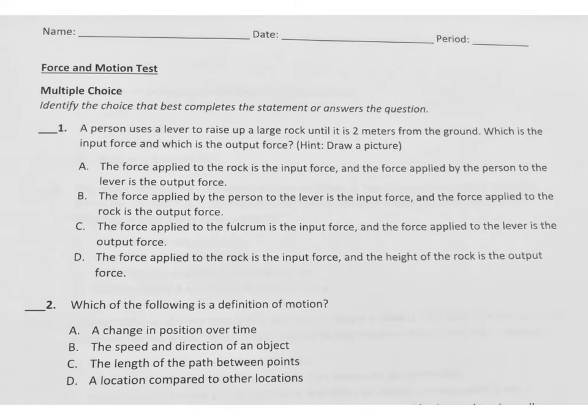Number 2, which of the following is a definition of motion? A, a change in position over time. B, the speed and direction of an object. C, the length of the path between points. D, a location compared to the other locations.